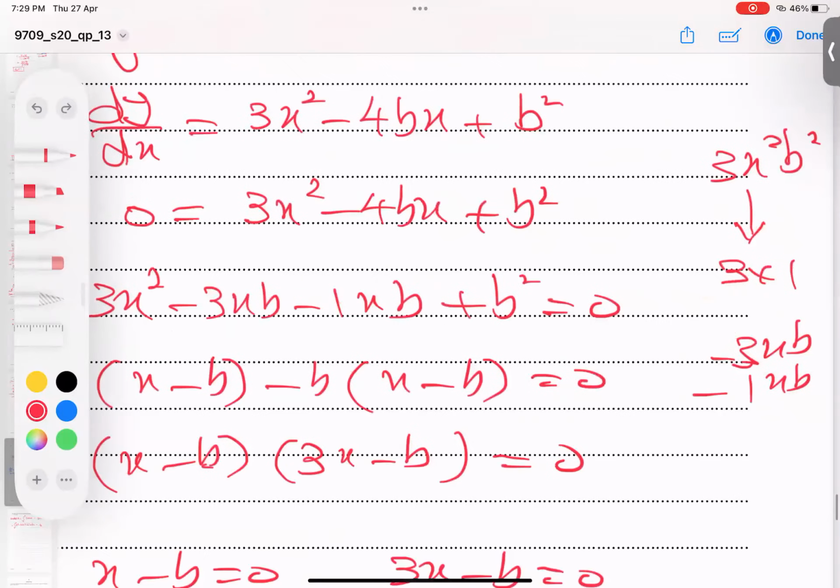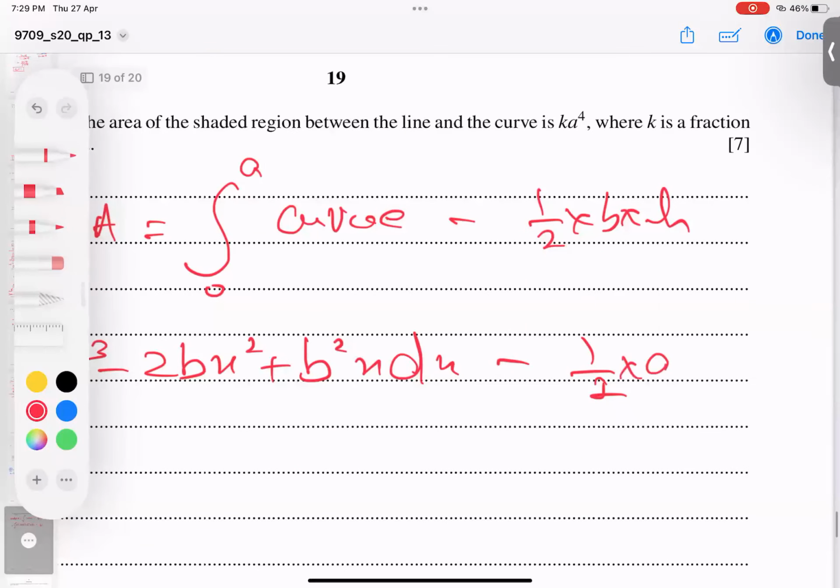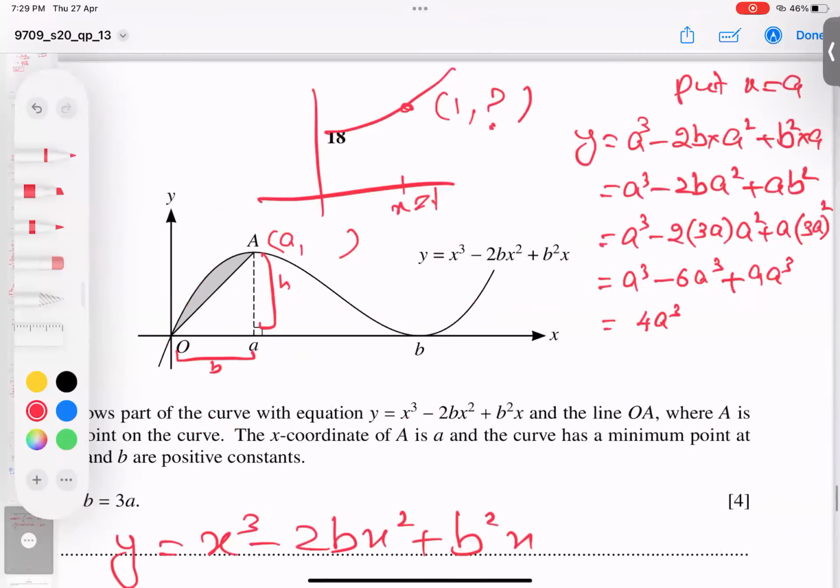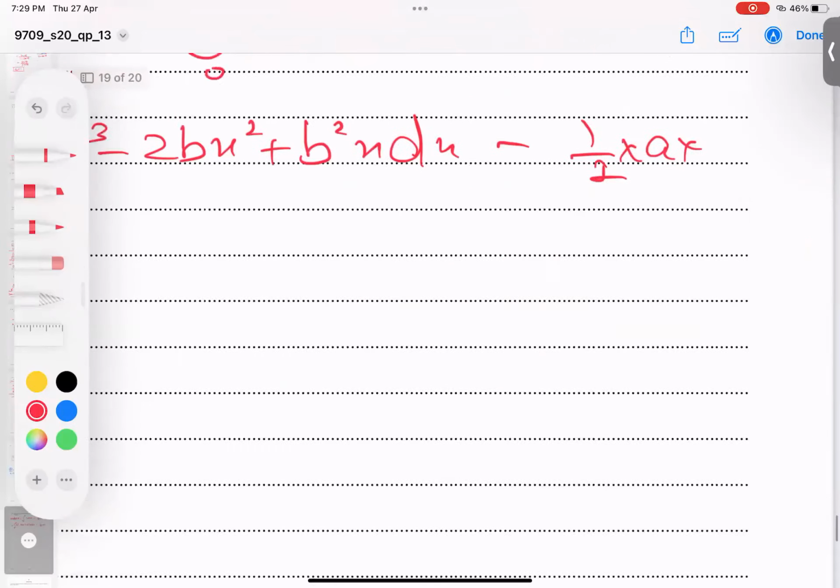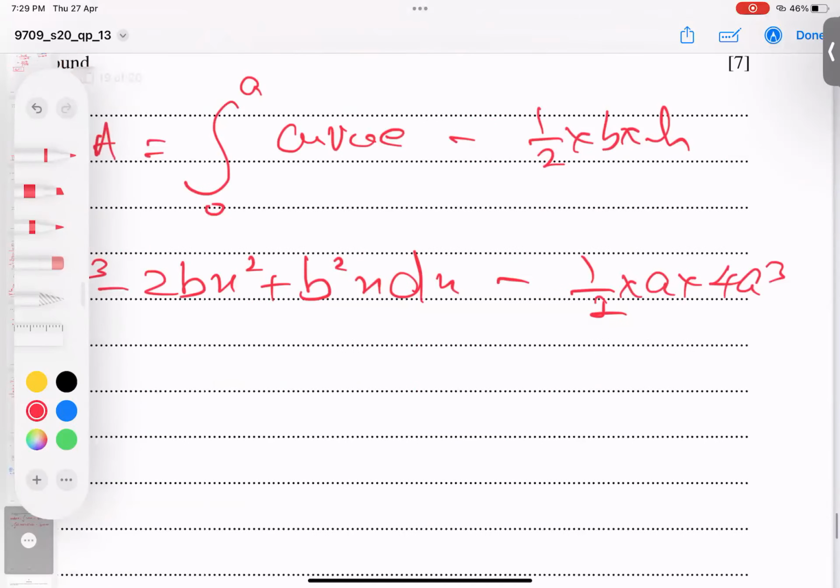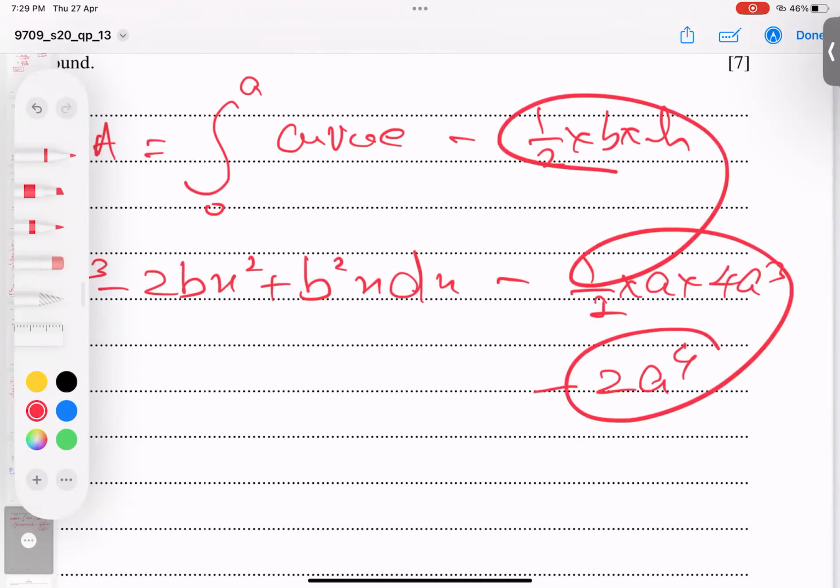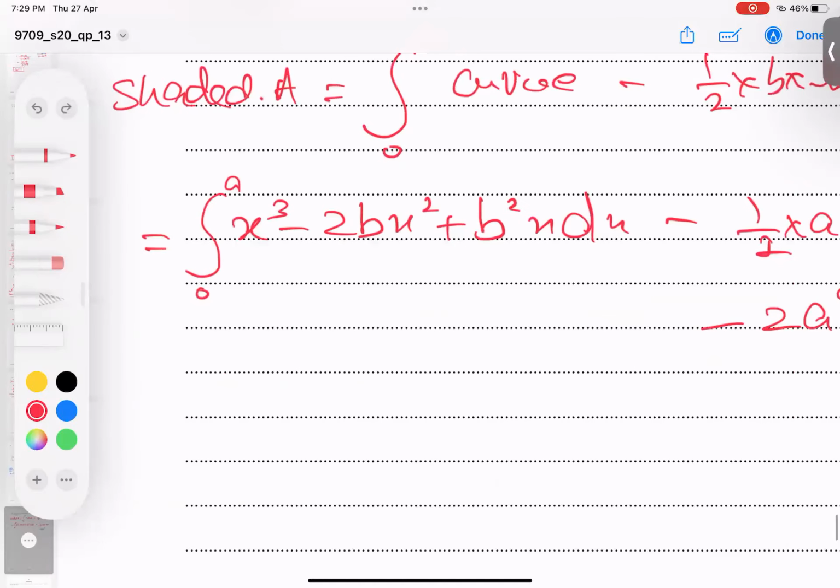Okay. Now, what is the base into height? Base is a, height is what I got, students, 4a cube. Yeah, 4a cube. And ultimately I got what here? 2a to power 4. So this is the triangle area. Let's talk about the curve area.